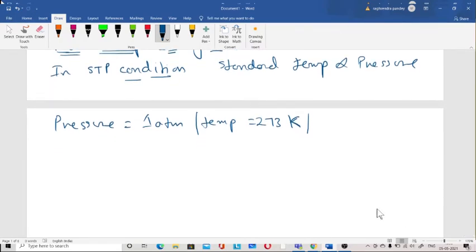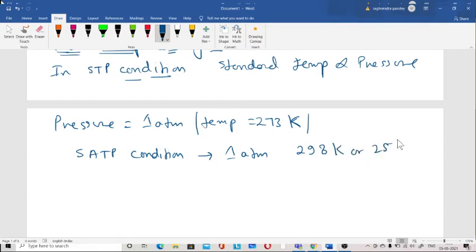There is another condition that is called SATP. SATP is also very similar, that is 1 atmosphere, but the temperature is 298 Kelvin or 25 degrees centigrade. So this is your SATP condition, standard ambient temperature and pressure.